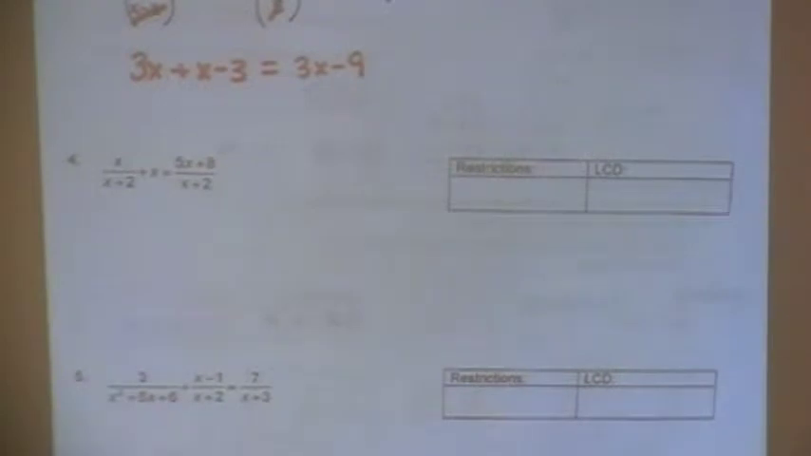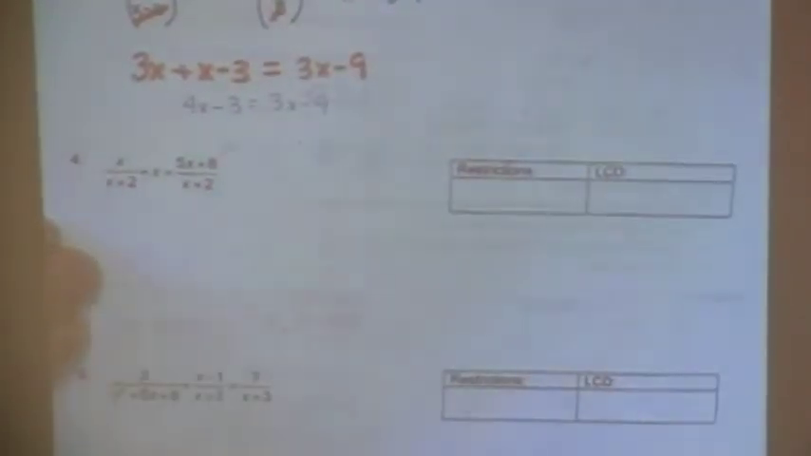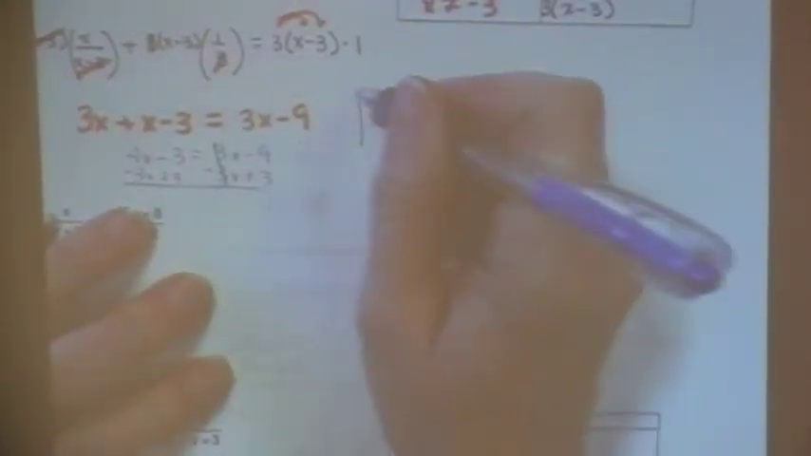Now, at this point, it is just an equation to solve. So we just follow the steps for solving equations, combine like terms. So 4x minus 3. I'm going to subtract 3 from both sides, 3x from both sides. So I got x equals negative 6. Now, just check and make sure that your answer is not your restriction. My restriction was negative 3, my answer was negative 6, so all's well.